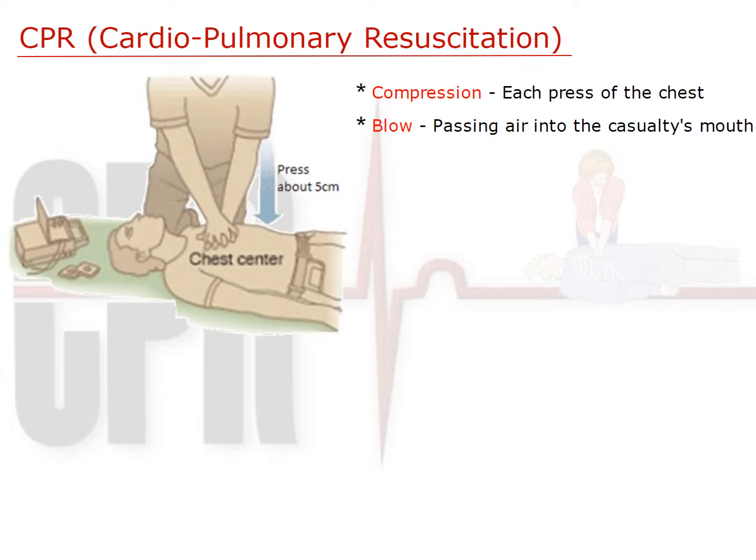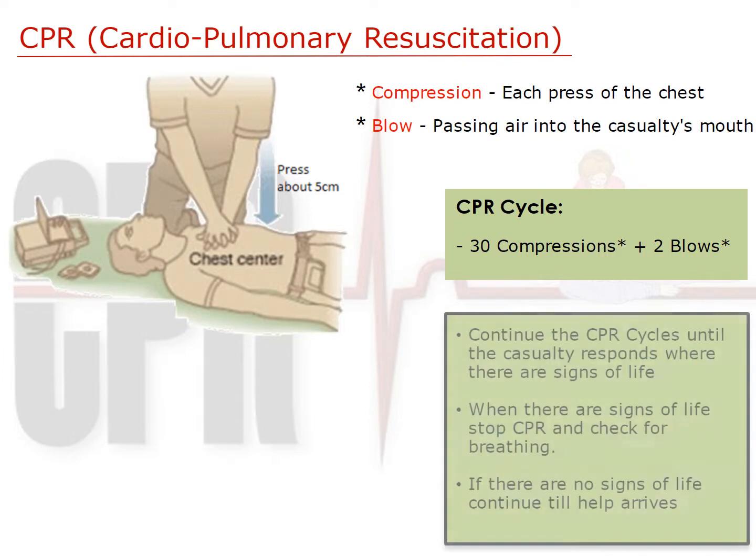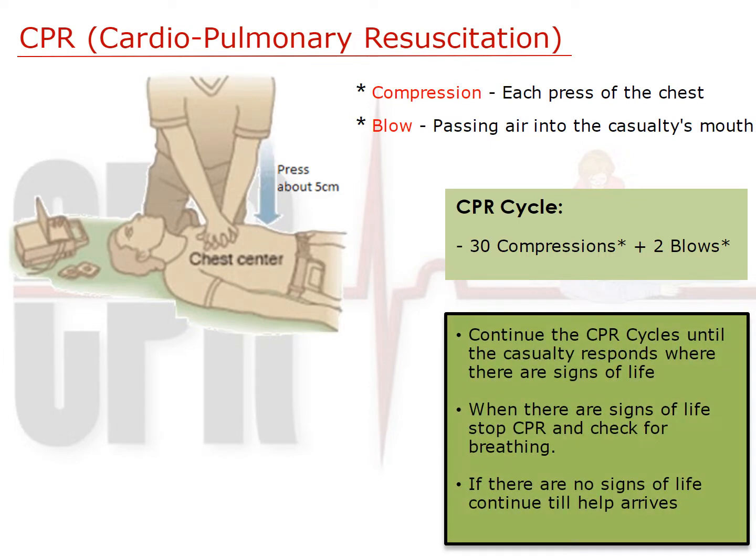Give CPR to a casualty in proper CPR cycles. A CPR cycle comprises of 30 chest compressions and 2 blows. Continue the CPR cycles until the casualty responds where there are signs of life, such as body movements, casualty's breathing resumes, and when the casualty coughs. When there are signs of life, stop CPR and check for breathing. If there are no signs of life, continue till help arrives.